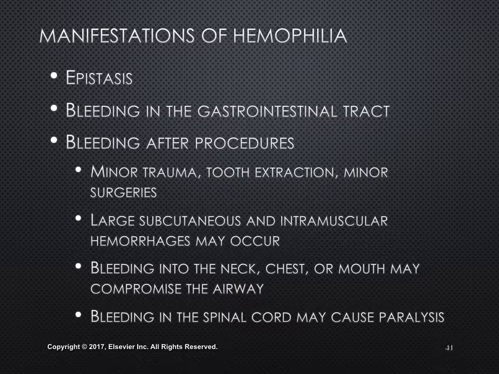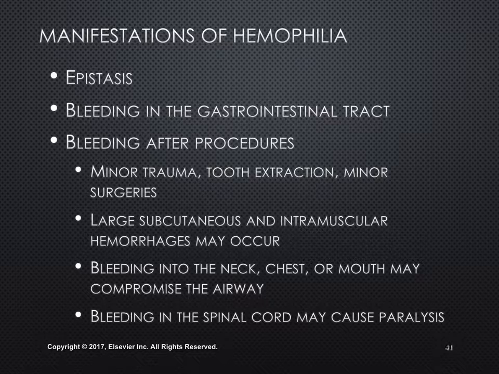Manifestations of hemophilia include nosebleeds, bleeding in the GI tract, excessive bleeding after procedures, even minor trauma, tooth extraction, minor surgeries. And when you think about tooth extractions, don't think so much about going to the dentist for tooth extractions, but think about how kids lose their teeth naturally, and there's a little bit of bleeding that happens with them. Well, it would be an excessive amount with the loss of their baby teeth.